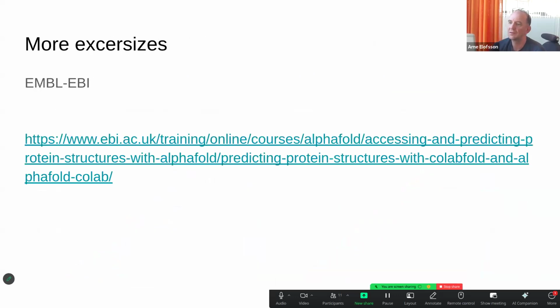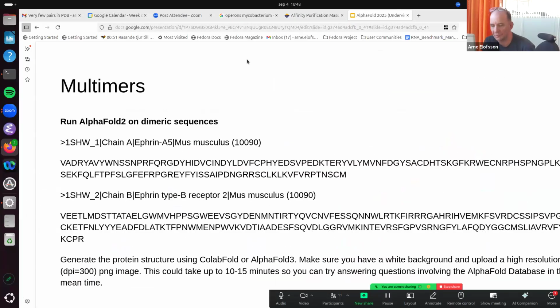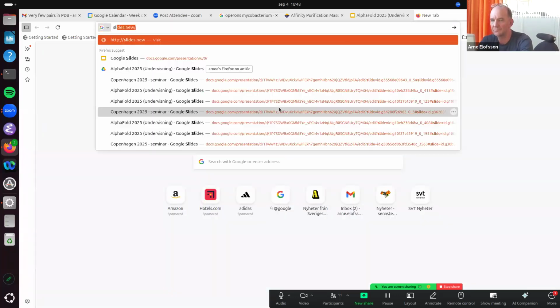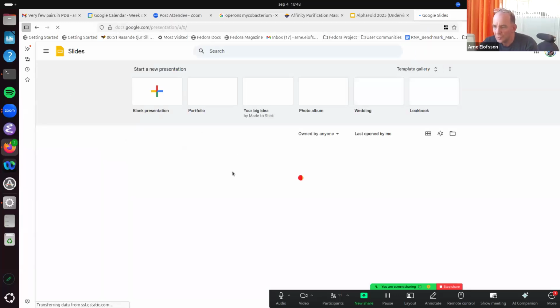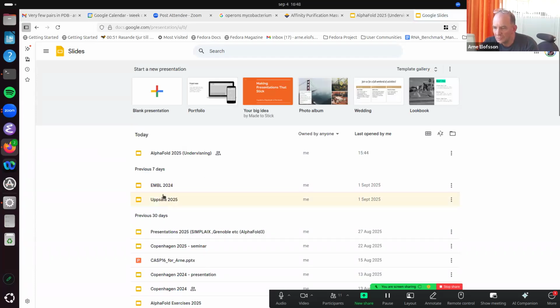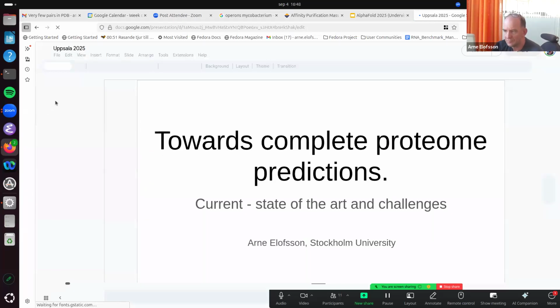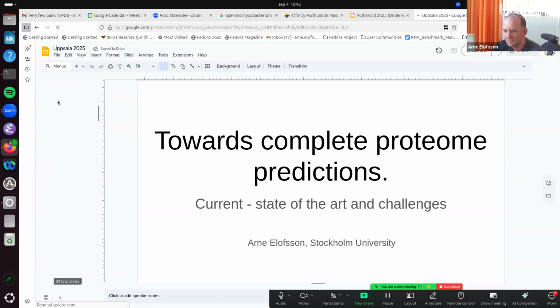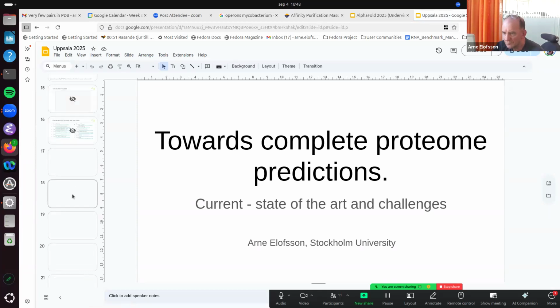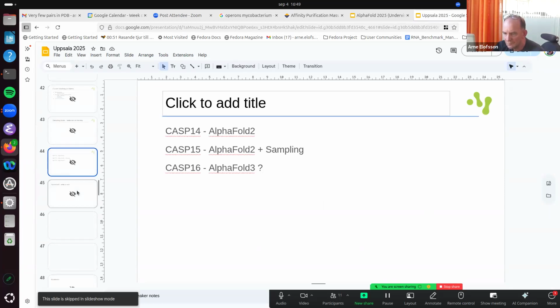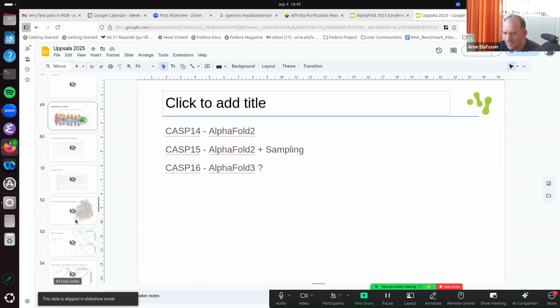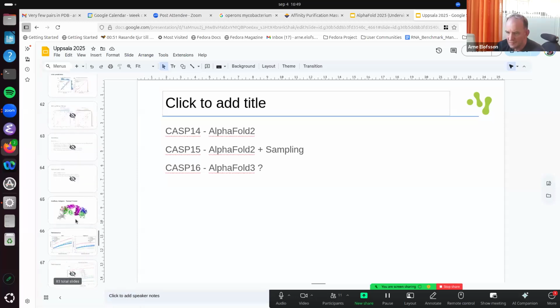This is here. I should have another slide. My antibody slide, sorry, was not here. But it should be. This one I have. There's the antibody part.